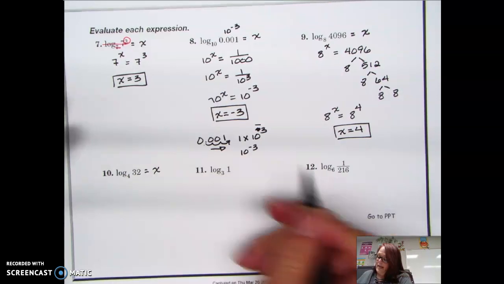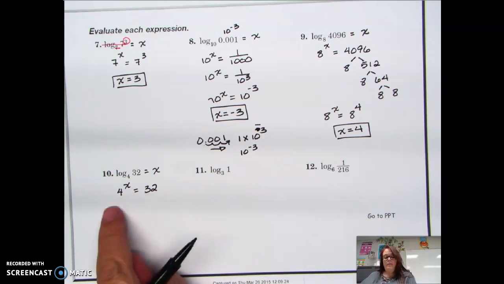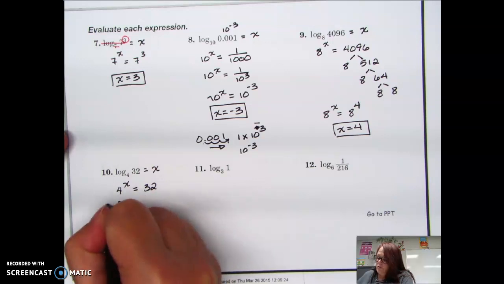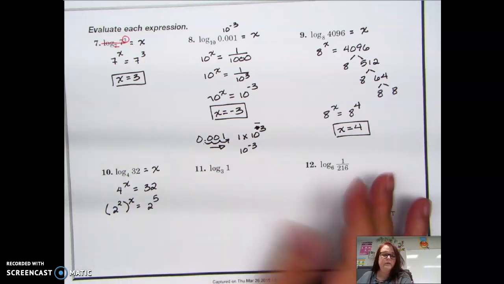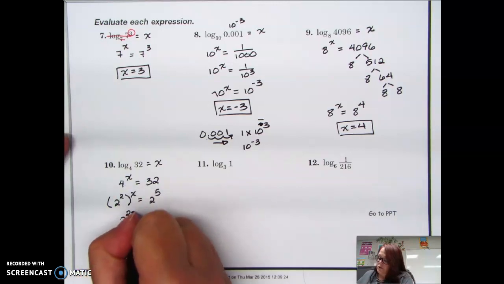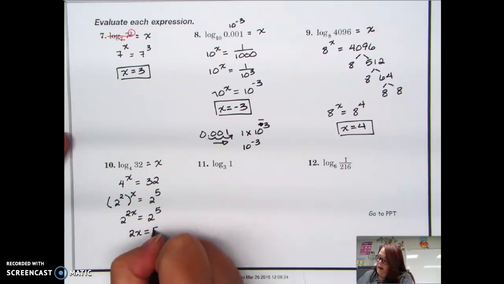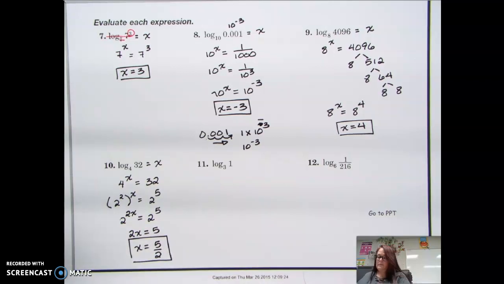So if I set this equal to x, this one isn't going to be as easy because 32 is not a power of 4, but both of them are a power of 2. So notice that 4 is 2 squared. And hopefully you noticed that 32 was 2 to the 5th power because we did that in the previous problem. So this is saying 2 to the 2x power is equal to 2 to the 5th. So if I have 2x is equal to 5, that makes x equal to 5 halves. So we're saying 4 to the 5 halves power gives me 32. So give number 11 a try.